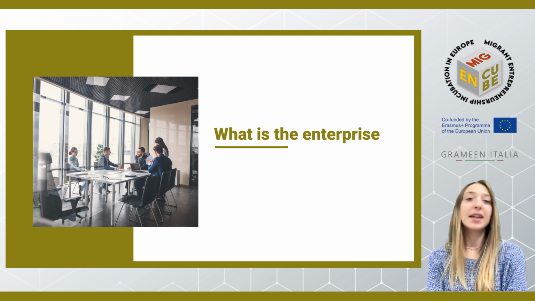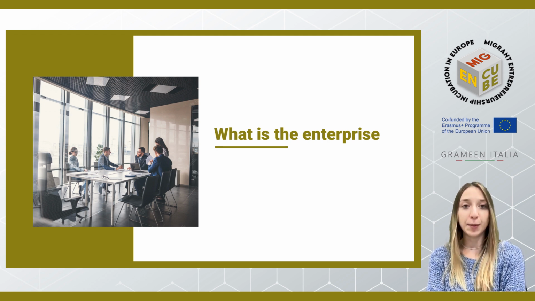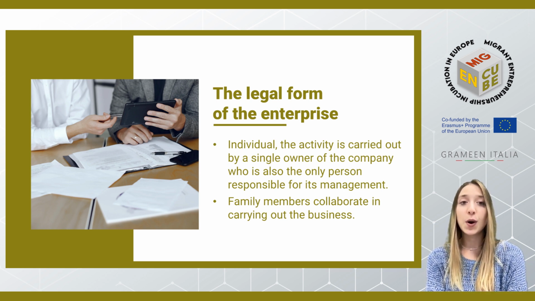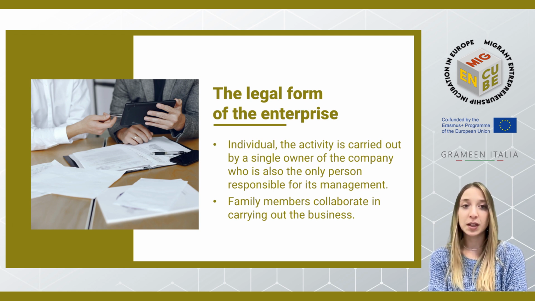A business can take on two macro categories of legal forms. For example, the sole proprietorship and family business or the corporate form. The details of the different corporate forms in the various countries are left to the experts. Analyzing the company, the first category is the sole proprietorship. The activity is carried out by a single person who owns a business and is also the only person responsible for its management. The second category is the family business. The family members collaborate in carrying out the business activity.